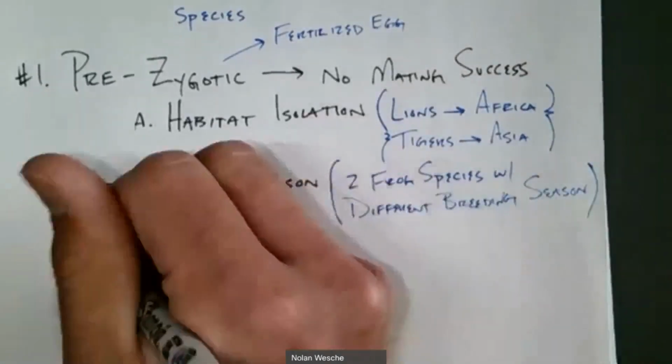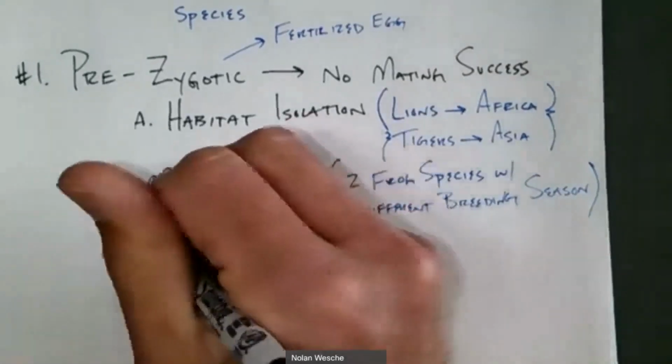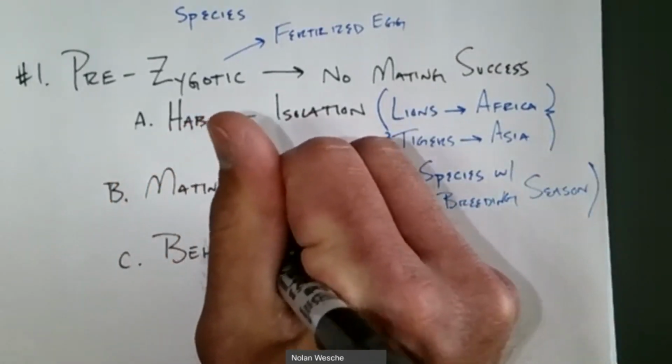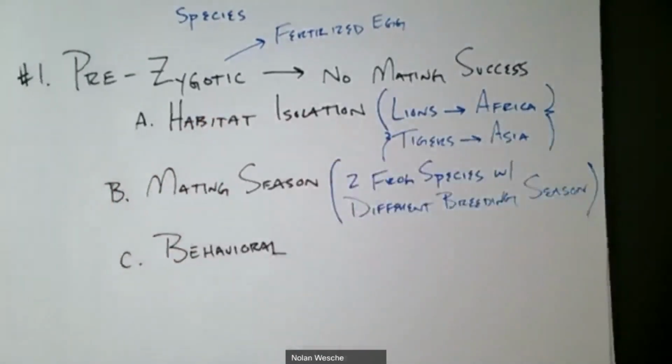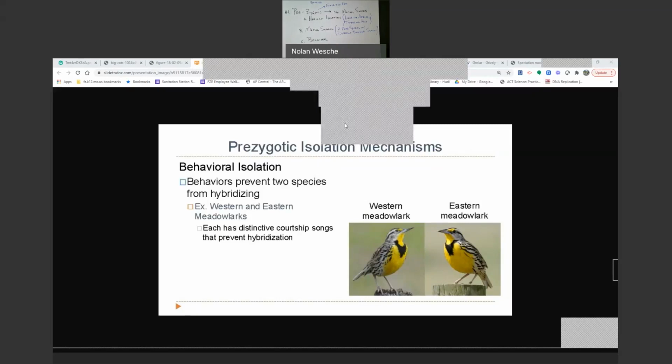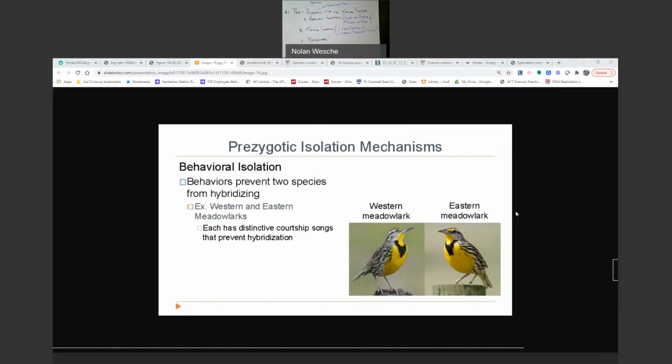Next item on the list, we'll look at behavioral. And we'll get a look at a behavioral example. So here we have the eastern and the western meadowlark that look really similar. It would be really difficult to discern the difference between these two if you saw them out in the wild. They each have distinctive courtship songs, and that prevents hybridization from these two.